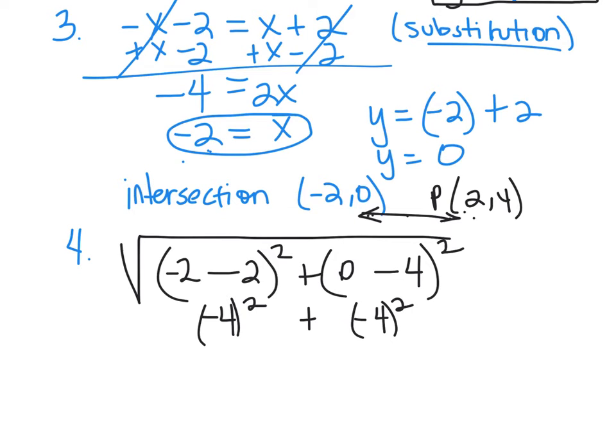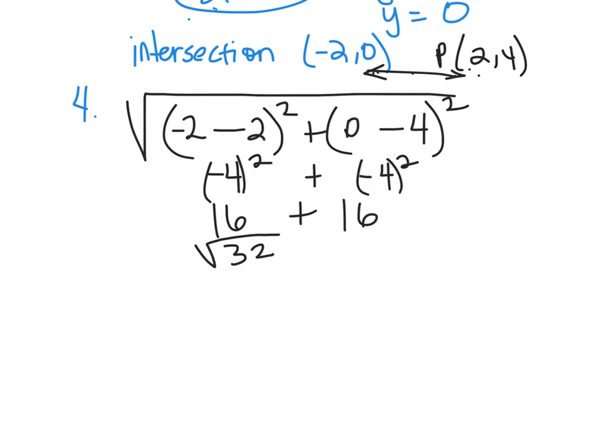And remember, whenever you square, it doesn't matter if you have a negative or not, you're going to get a positive answer. Negative times negative is always positive. So 16 plus 16 is 32. And this is the square root of 32, the distance between the 2 points.